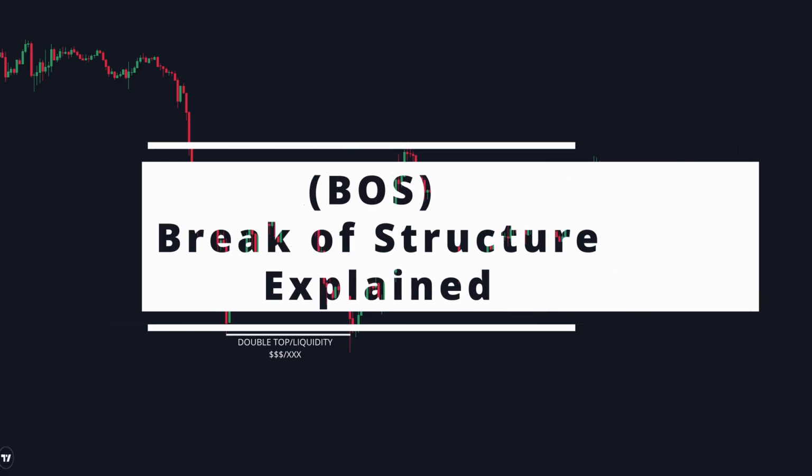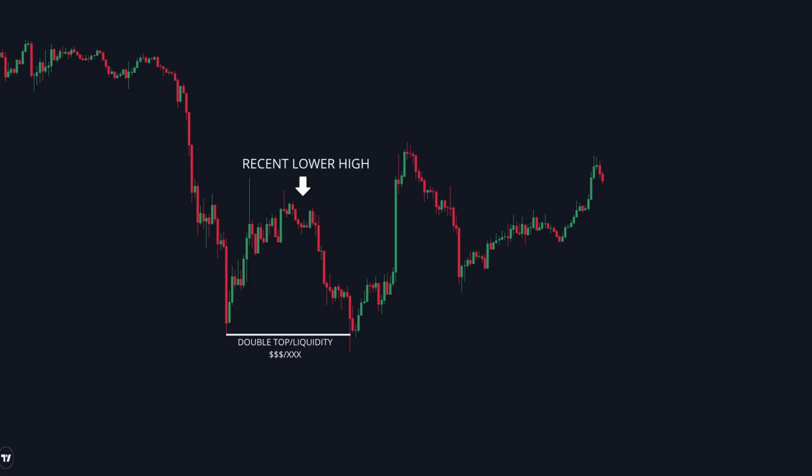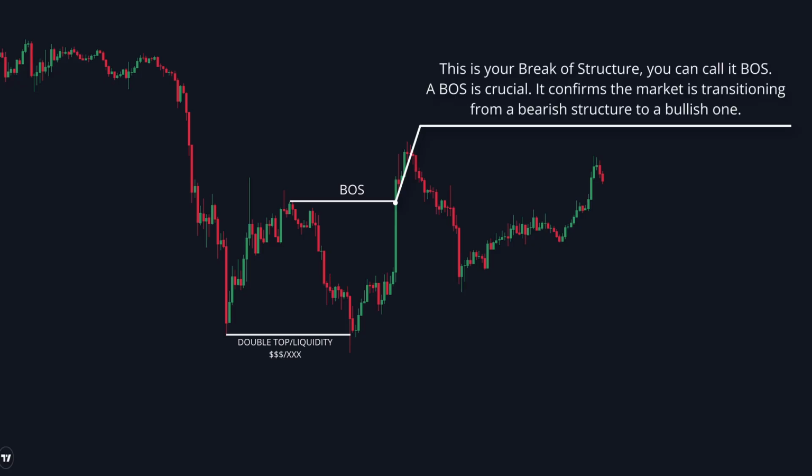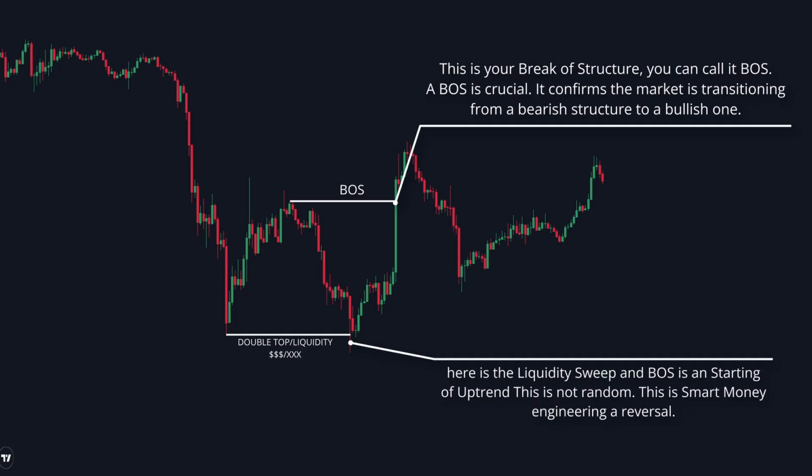Break of structure explanation. Right after the sweep, price surges upward and breaks through the most recent lower high. This is your break of structure, you can call it BOS. A BOS is crucial. It confirms the market is transitioning from a bearish structure to a bullish one. Downtrend with liquidity sweep and BOS is the start of an uptrend. This is not random. This is smart money engineering a reversal. At this point, we are looking for price to pull back and give us an optimal entry, ideally into an order block or a fair value gap.